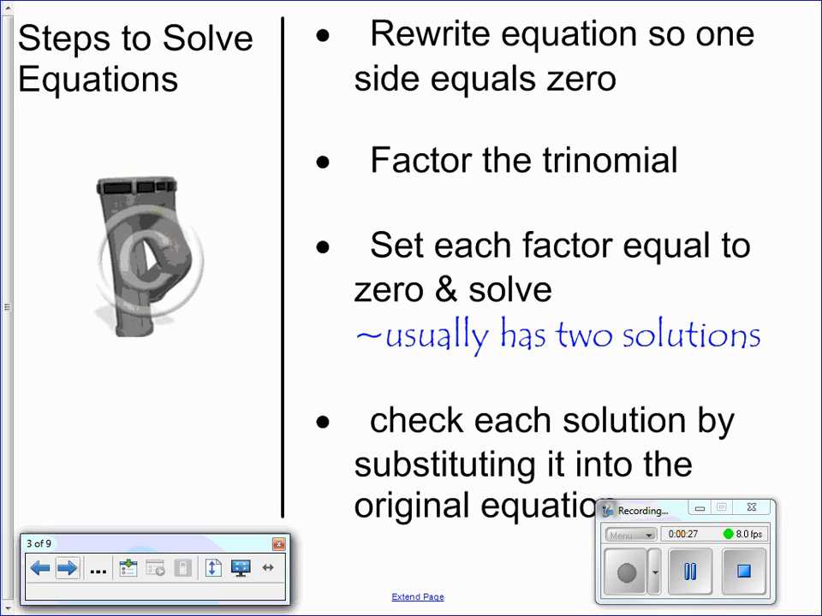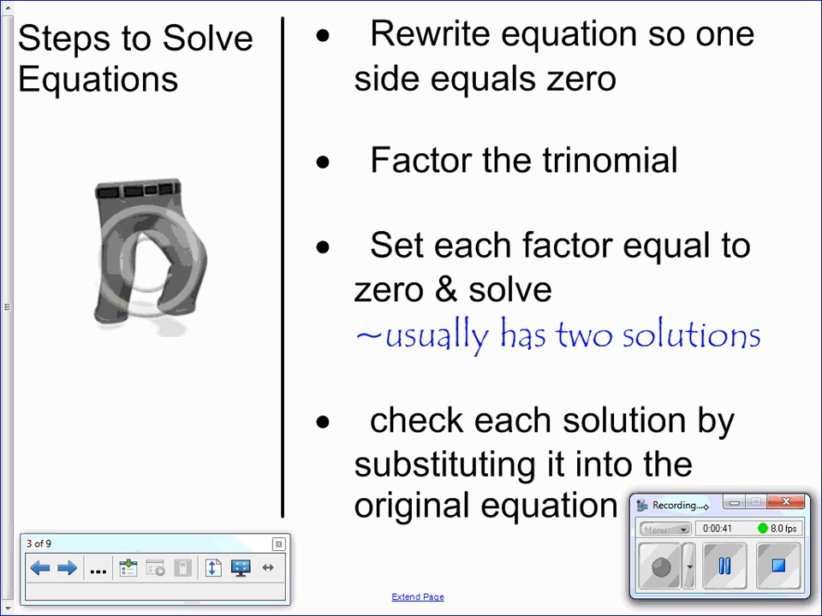So our steps: rewrite the equation so that one side equals 0. You have to start with equals 0. Factor the trinomial. Then set each factor to 0 and solve. It usually has 2 solutions, but it may just have one if it's the same number written twice. Always check your solution by substituting it back into the original equation.